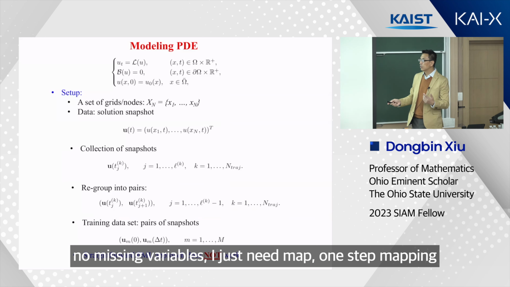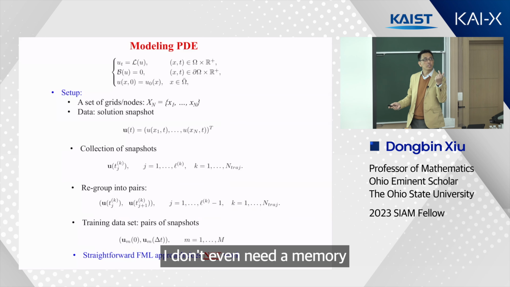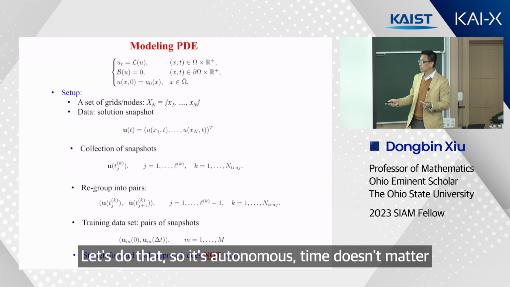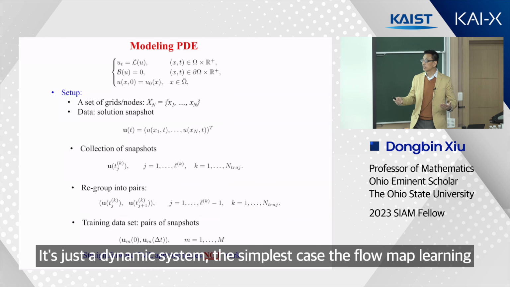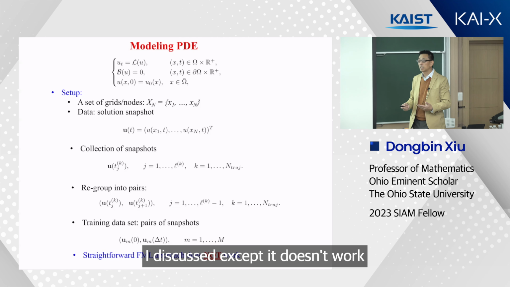I just need a one-step mapping. I don't even need memory. Let's do that. So it's autonomous. Time doesn't matter. So put this current as input, put this as output, connect a network in between, should work. It's just a dynamic system. The simplest case, the flow map learning I discussed, except it doesn't work.